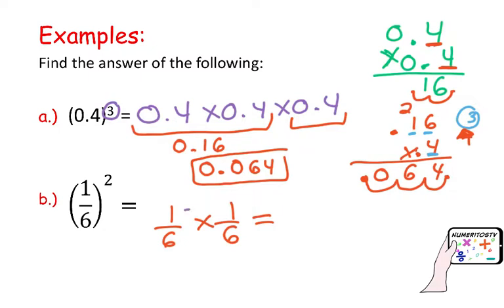When we multiply fractions, we just multiply numerators and then denominators. So 1 times 1 is 1. And then 6 times 6 is 36. Check if you can simplify your fraction, but in this case, that will be our final answer.